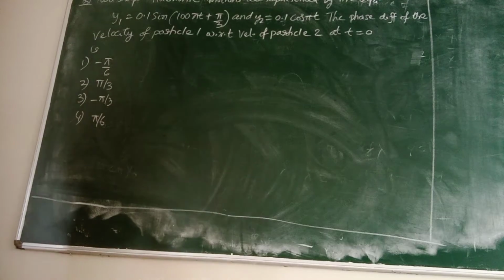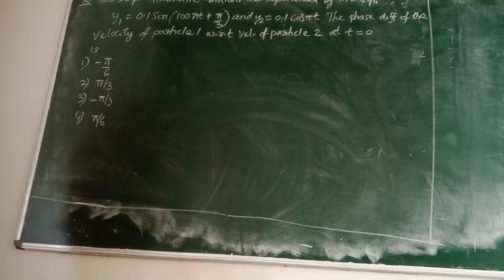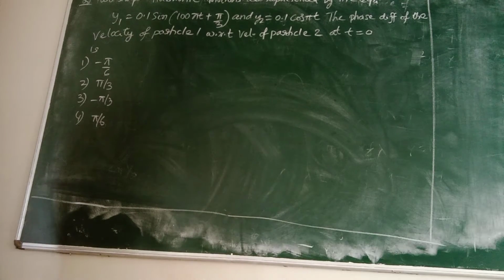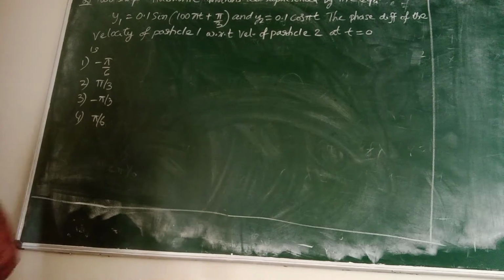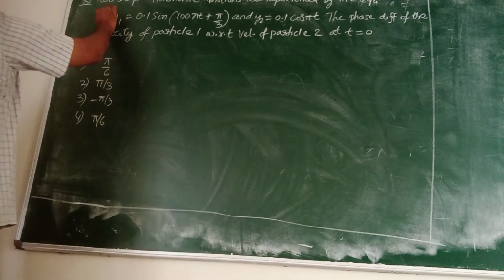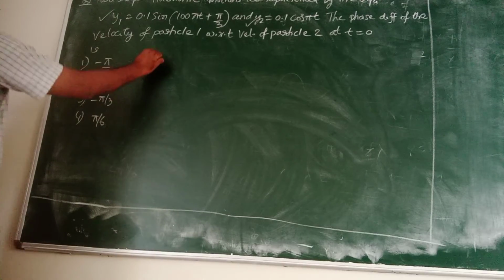Let us see the third one. Two simple harmonic motions are represented by the equation y1 is equal to 0.1 sine (100 pi t plus pi by 3) and y2 is equal to 0.1 cos pi t. The phase difference of the velocity of particle 1 with respect to velocity of particle 2 at t is equal to 0. He is asking you to find out the phase difference between two waves. The equations are given to you. The first equation is this, the second equation is this. Okay. So you have to find out the phase difference.